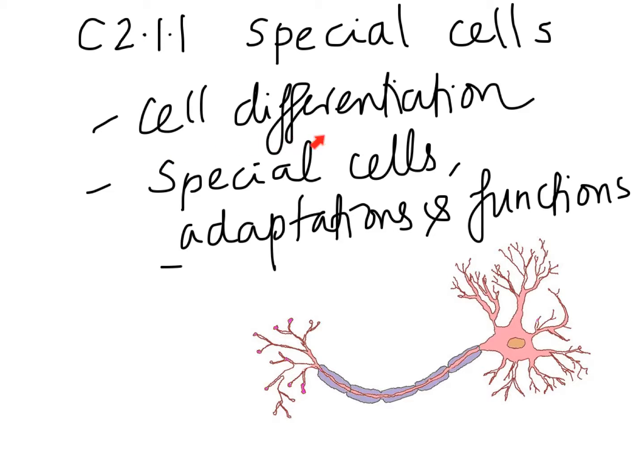So we're going to be just quickly reminded of cell differentiation, what that means as an organism develops, how a single cell differentiates into lots of special cells. And we're going to be looking at some examples of special cells, what adaptations they have, and how these adaptations, which are special designs or design features of these special cells, help them perform their functions.